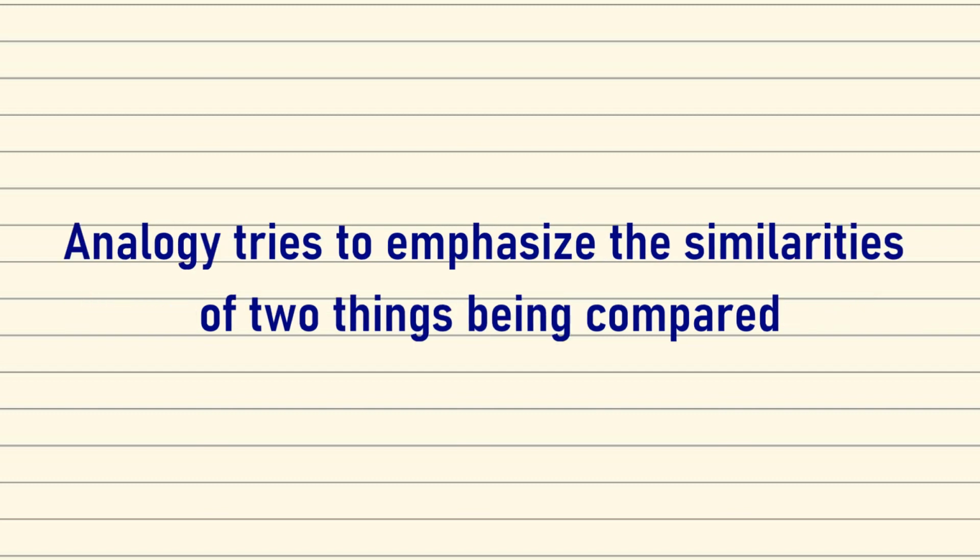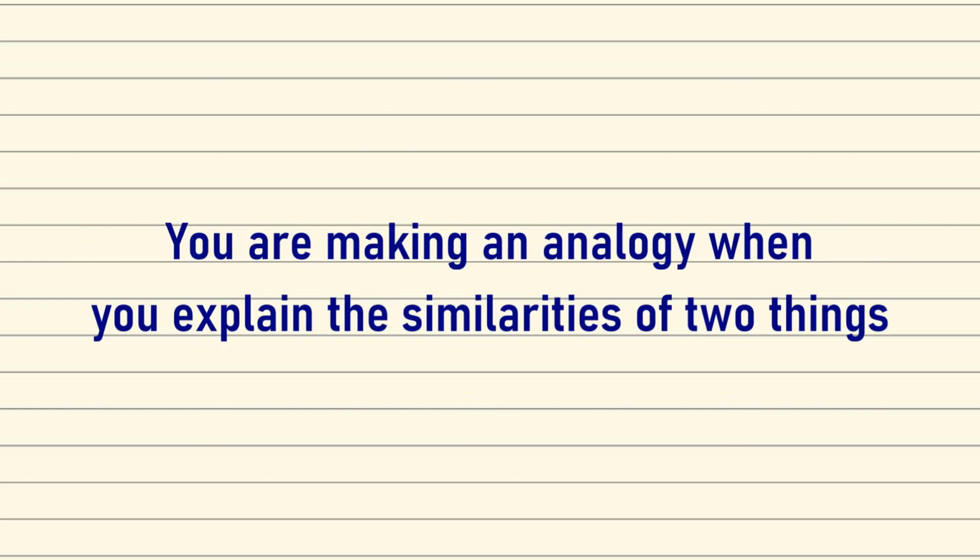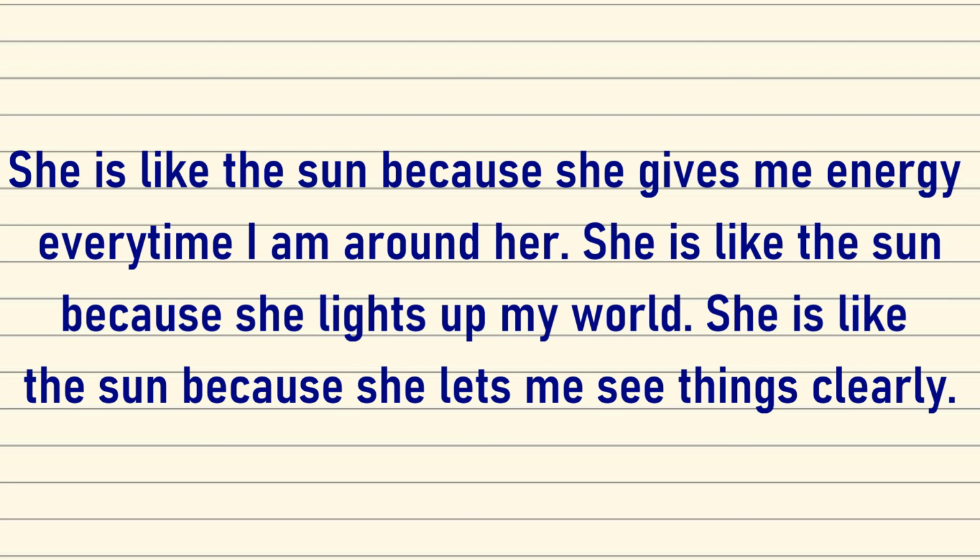So it's not enough to say she is like the sun. You need to explain that. And when you explain that, when you pinpoint the similarities between she and the sun, you are now trying to write or form an analogy. She is like the sun because she gives me energy every time I am around her. She is like the sun because she lights up my world. She is like the sun because she lets me see things clearly.